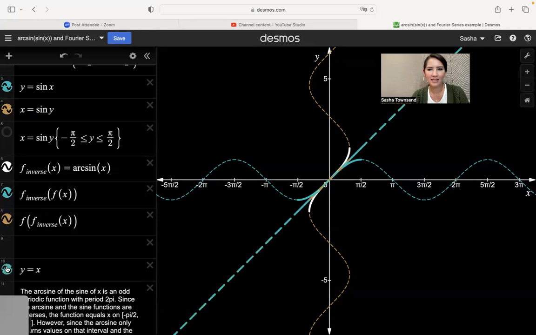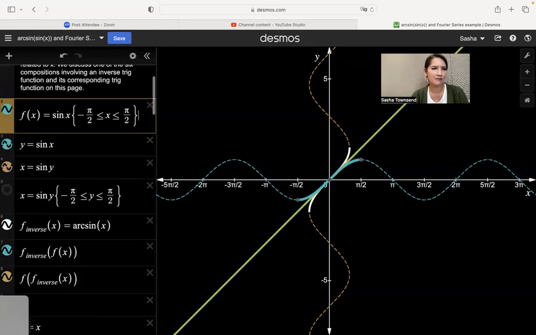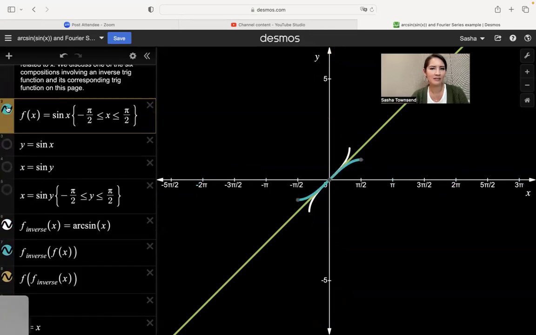If we just graph y equals x, it looks like that. Let's graph that in green. Let's make it solid. And let's get rid of some of these graphs. It's a little bit distracting. Get rid of that one and that one and that one and that one.